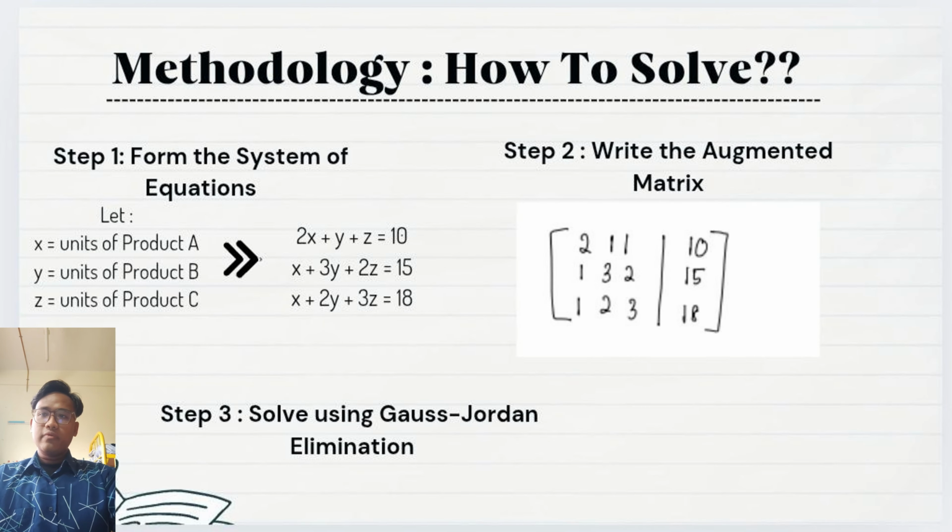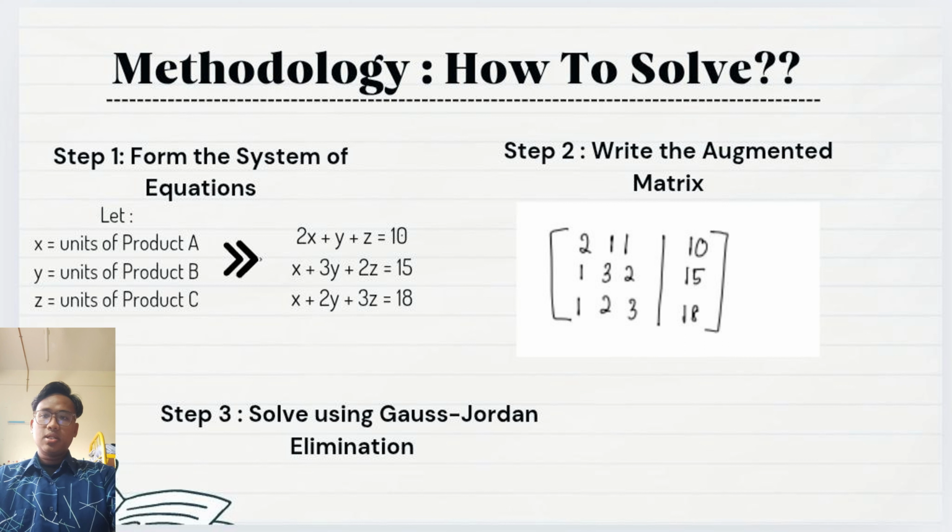Alright, next we are moving on to the methodology, or how to solve the problem. First of all, step 1, we need to form the system of equations. Let x equal the units of product A, y equal the units of product B, z equal the units of product C. Next, we form the real equations. The first is 2x + y + z = 10. The second equation is x + 3y + 2z = 15. And the third equation is x + 2y + 3z = 18.